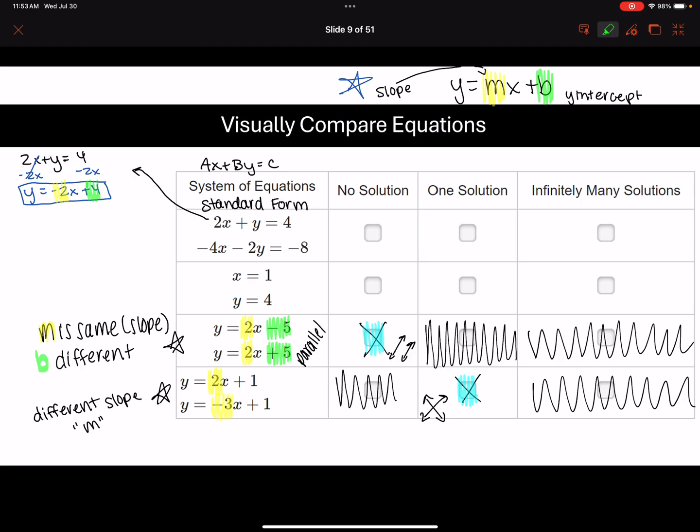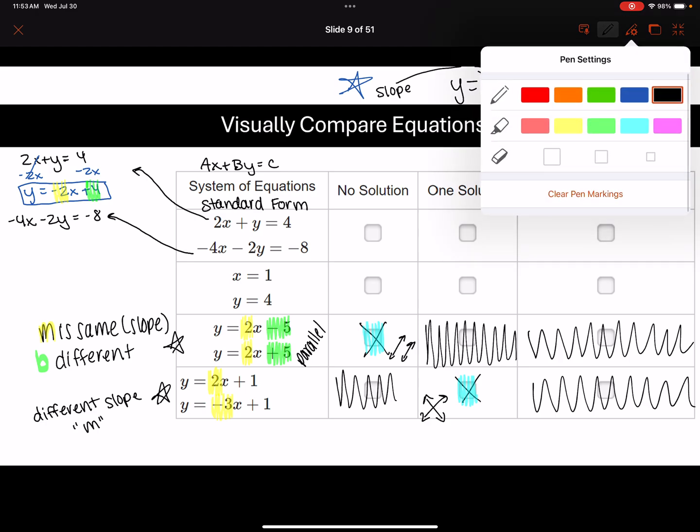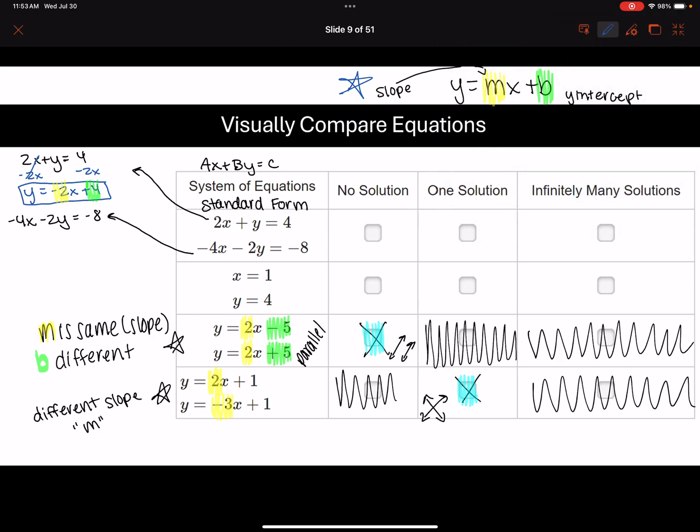Now, second equation, also in standard form. I'm going to have to fix this one. So I've got negative 4x minus 2y equals negative 8. I'm going to start by moving x over just like last time. The opposite of a negative 4x is a positive 4x. So negative 2y is still over here. It did not move. It's just coming down. Then I have 4x minus 8.